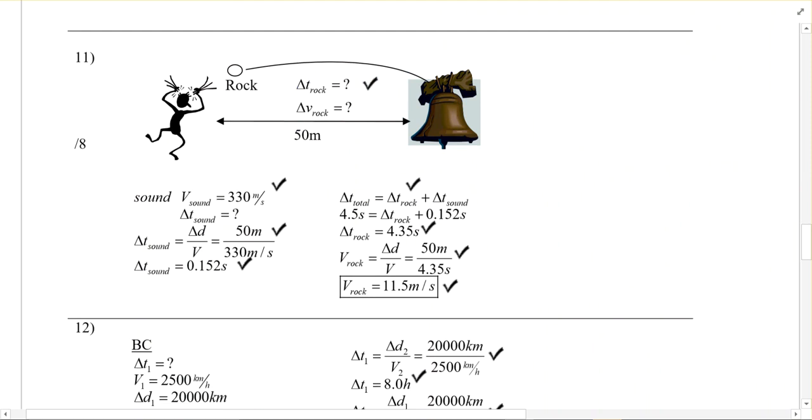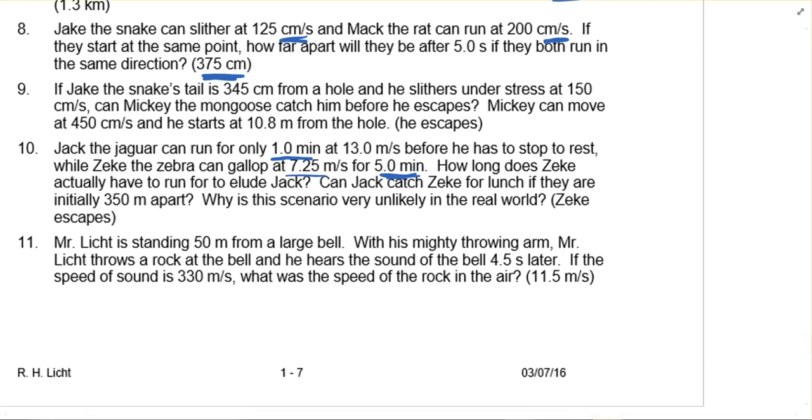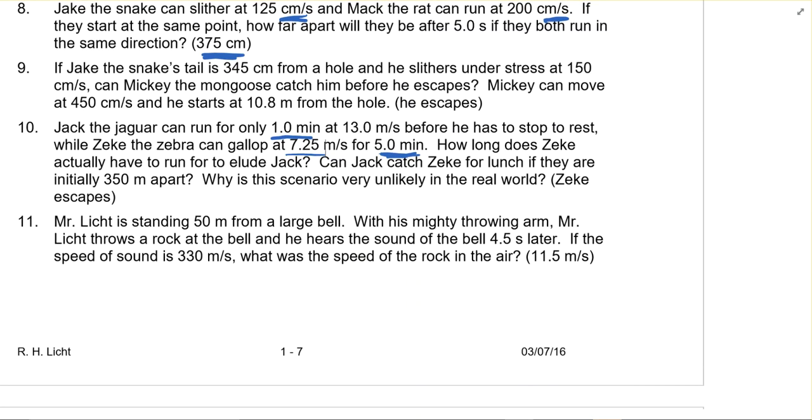Okay, last question. For this one, Mr. Light is standing 50 meters from a large bell. With his mighty throwing arm, Mr. Light throws a rock at the bell, and he hears the sound of the bell 4.5 seconds later. If the speed of sound is 330 meters per second, what was the speed of the rock in the air?